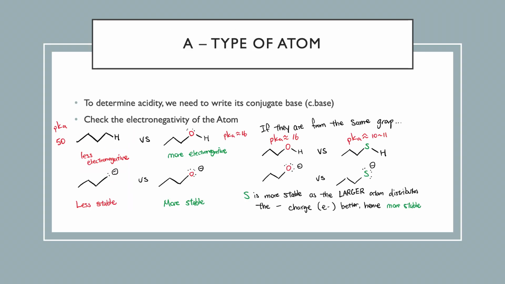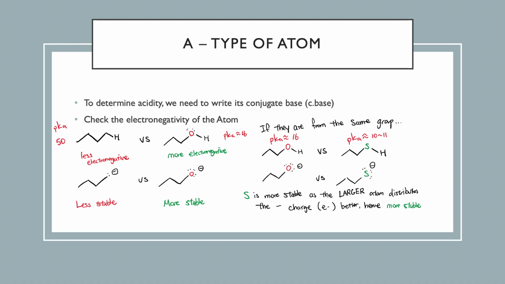A, the type for atom, is the first step we do in ARIO, where we compare the atoms which lose a proton. When an acid loses its proton, typically it is left with a negative charge. This step determines whether the atom is good or bad at stabilizing that negative charge.